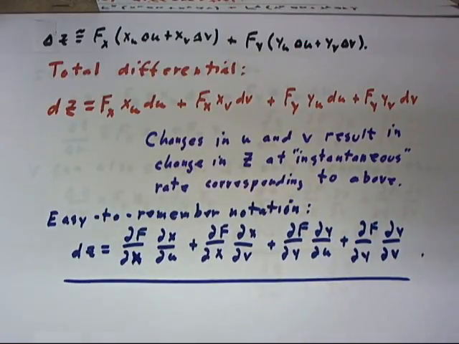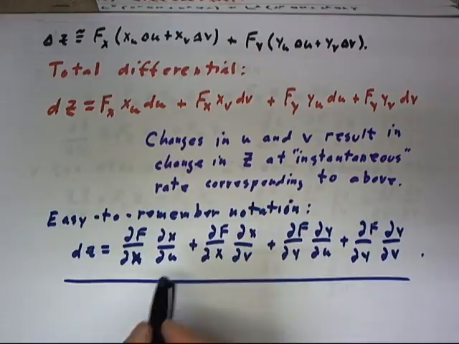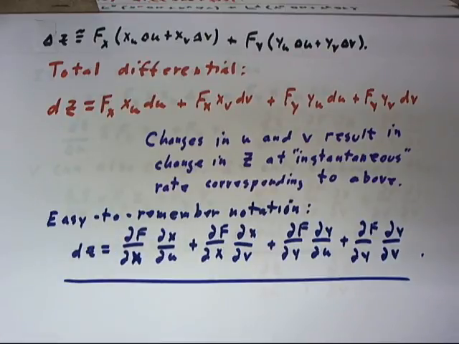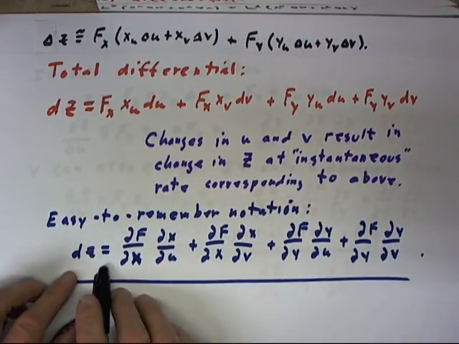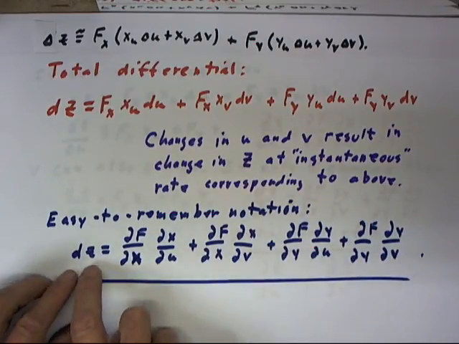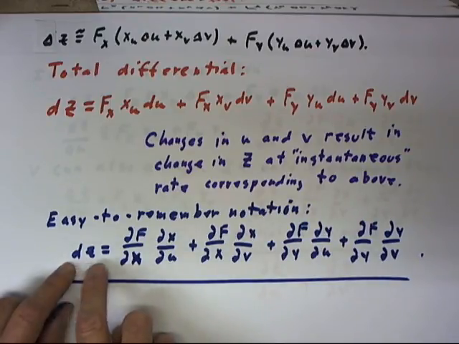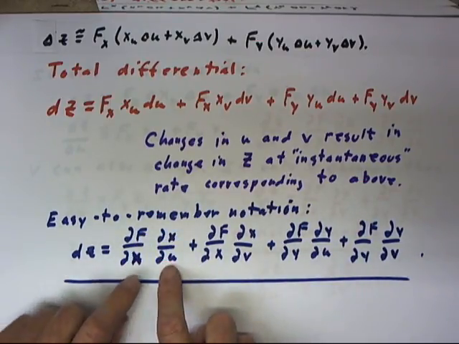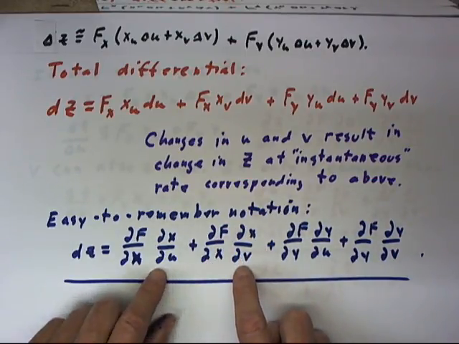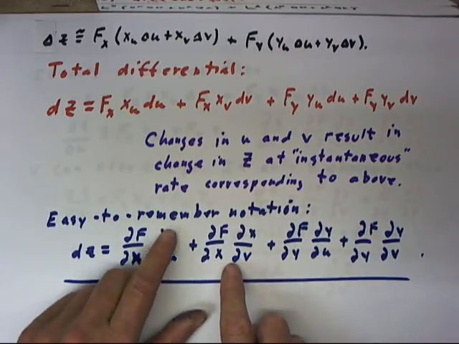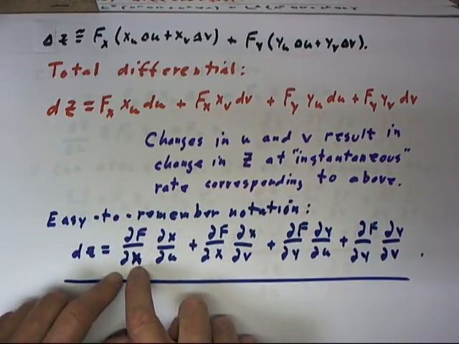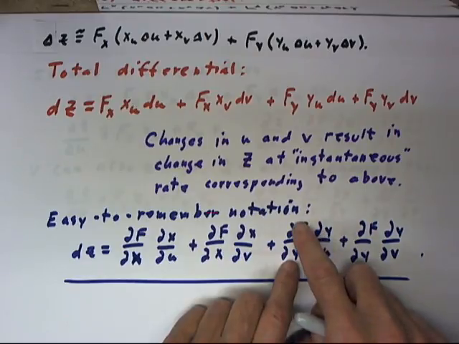But the easy to remember notation is this. We simply replace again f_x with the partial of f with respect to x, x_u with the partial of x with respect to u, and so forth, and we get this notation. I'm not going to read it to you, you just have to look at it. Well, okay, I'll read it. The total differential of z is the partial of f with respect to x times the partial of x with respect to u, plus the partial of f with respect to x times the partial of x with respect to v. Contributions from change in u and from change in v through the rate of change with respect to x. And then similar terms with respect to y.